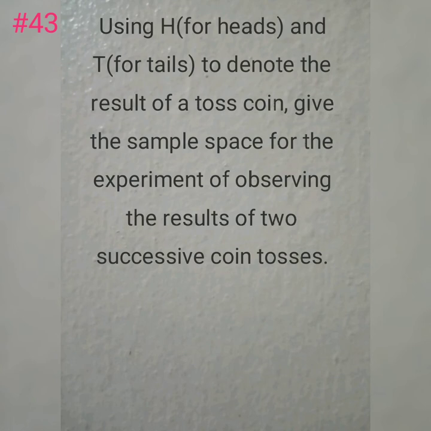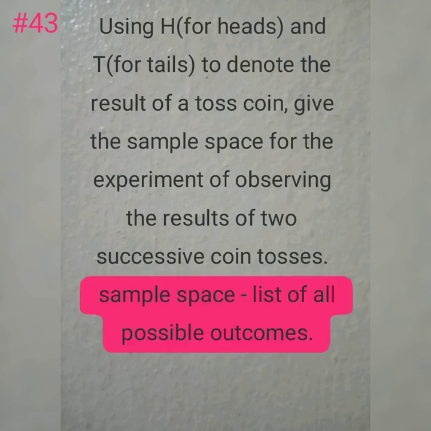Find the sample space for the experiment of observing the results of two successive coin tosses. Sample space is the list of all possible outcomes. The sample space will be head and head, head and tail, tail and head, tail and tail.